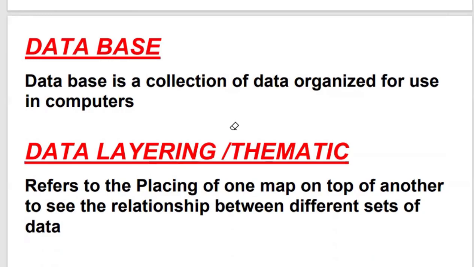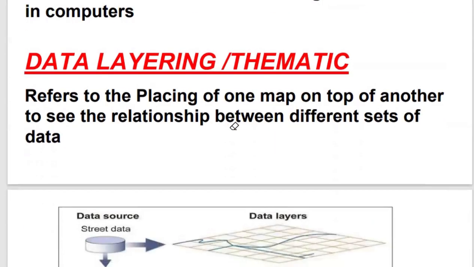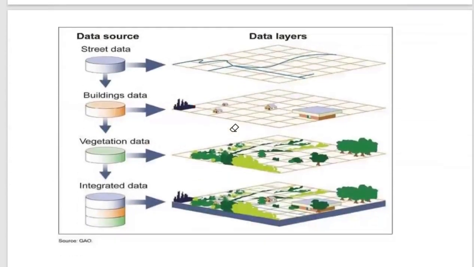Right, this refers to placing one map on top of another to see the relationship between different sets of data. There is a typical illustration that we have here of data layering. We are projecting different data layers, one on top of the other, for us to be able to ascertain the relationship between those different data layers. So we are saying information is portrayed in layers.